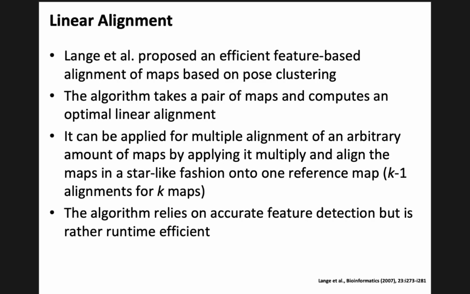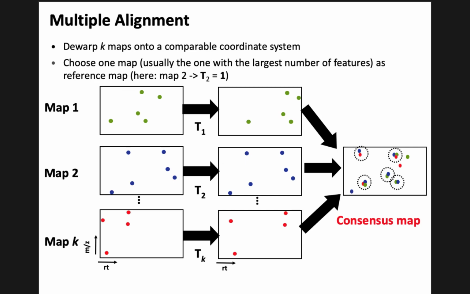So there's an algorithm by Lange et al. that tries to find pairs of features between maps and align them in a way that you minimize the distance between those two maps. So you can think of this algorithm as follows. We have a bunch of maps, map 1, 2 through K. And we will solve this problem in a pairwise fashion. Now, if you can solve this in a pairwise fashion, so go map 1 with map 2, how do you go from this pairwise problem to doing 50 maps?